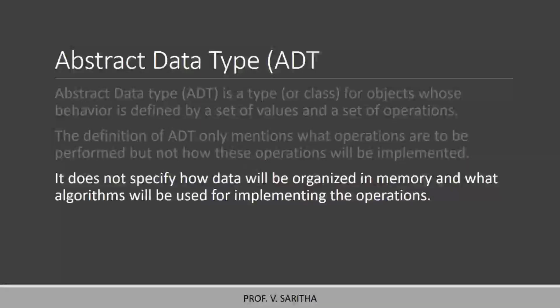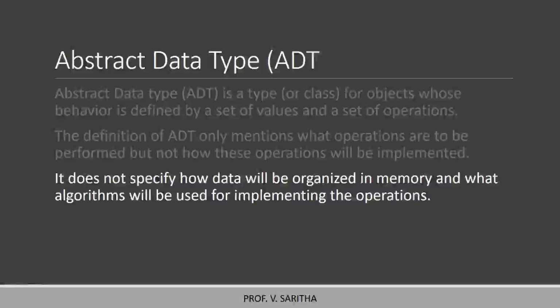Also, we'll be having the different kinds of memory organizations. But in the case of abstract data type, what type of memory organization you are going to use for storing your data will not be shown. So what data, that set of values, you are going to use only will be given as a part of abstract data type or simply ADT.